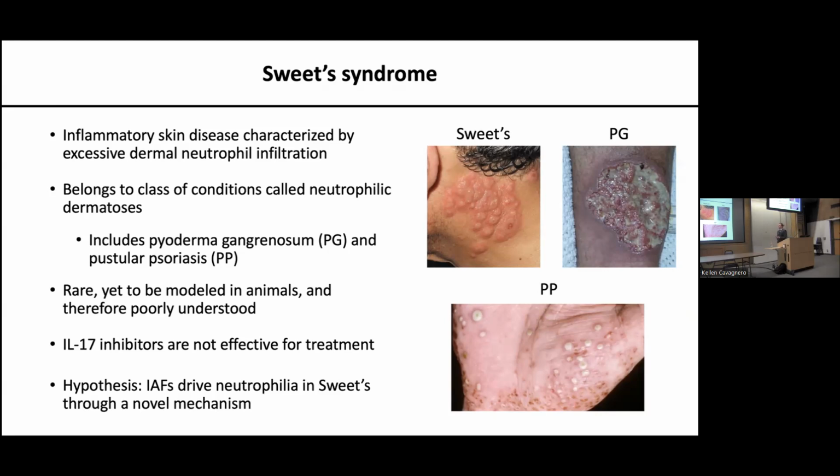So we hypothesized that immune-acting fibroblasts, or IAFs, drive the neutrophilia in Sweet's, but that they do this through a novel IL-17 independent mechanism.